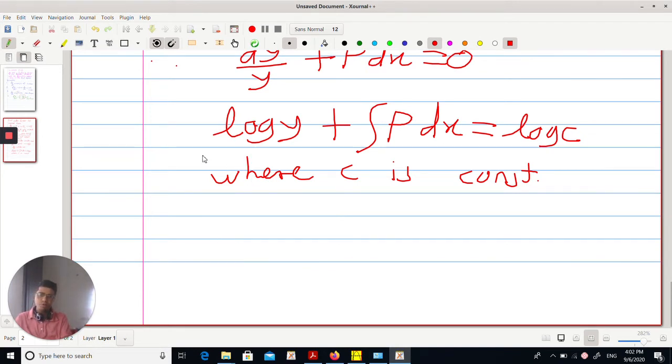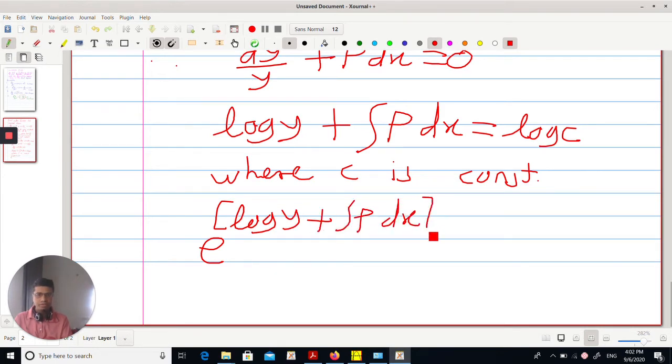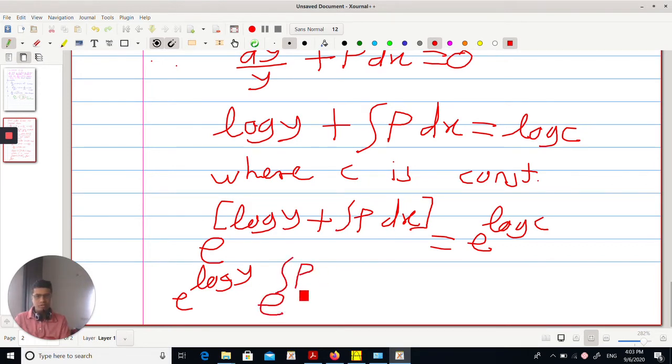So if we take the exponential of this equation, then we get e raised to log of y, that will be y, and then e raised to integral p dx. Let me write in detail. So e raised to log of y plus integral p dx equal to e raised to log of c. Now e raised to a plus b is e raised to a into e raised to b. So this is e raised to log y into e raised to integral p dx equal to e raised to log c.